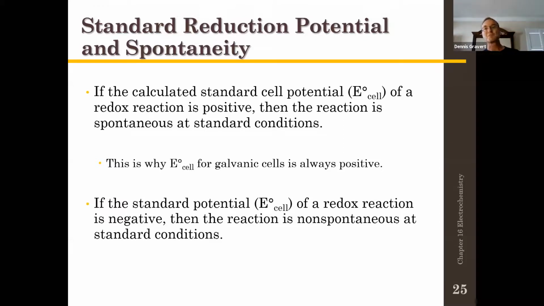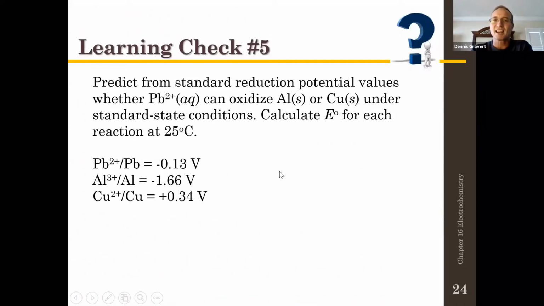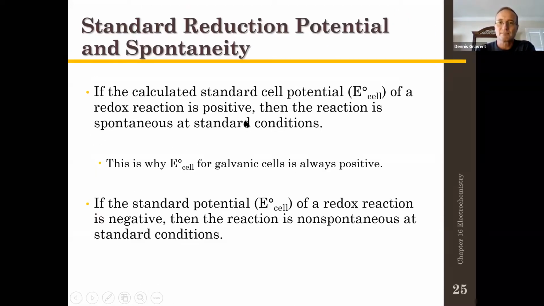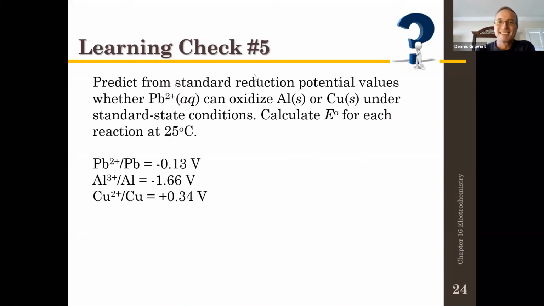There's still more information we can gain from these electrochemical cells, these galvanic cells. If the calculated standard cell potential of a redox reaction is positive, it turns out the reaction is spontaneous. So that's why the E cell for a galvanic cell is always positive. I just erased it, darn it. We just added these together and got a positive, remember? We just did the math. Rewind the video and see how we did it.